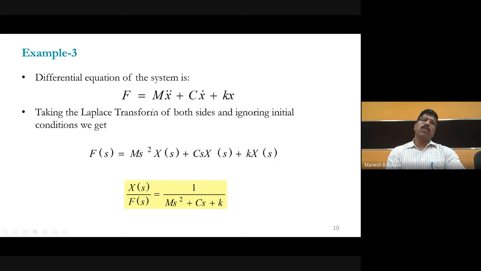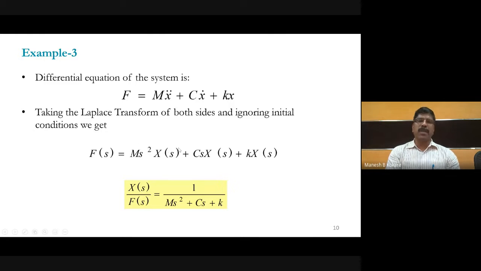Now if you take the Laplace transform on both sides, the Laplace transform of F is F of s. Then what is the Laplace transform of each individual term? By assuming zero initial condition, m will be as it is, and since this is d2x of t by dt square, a double derivative, the s square term will be there, and x of t becomes x of s. I hope you have understood how this term has come from this one by taking the Laplace transform.